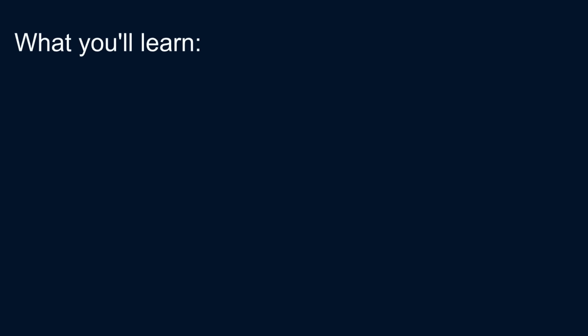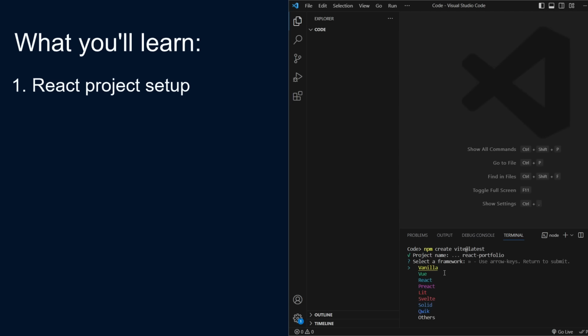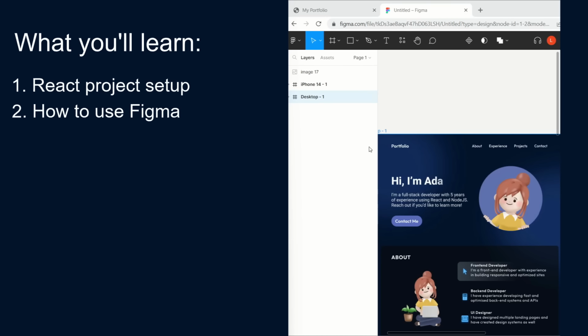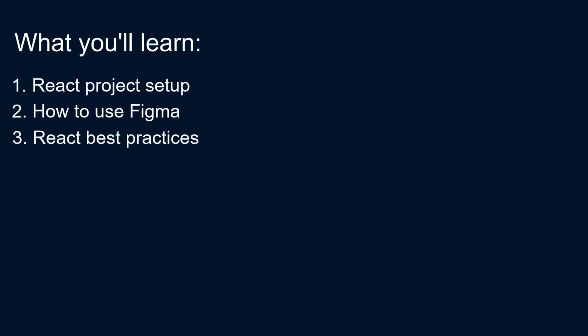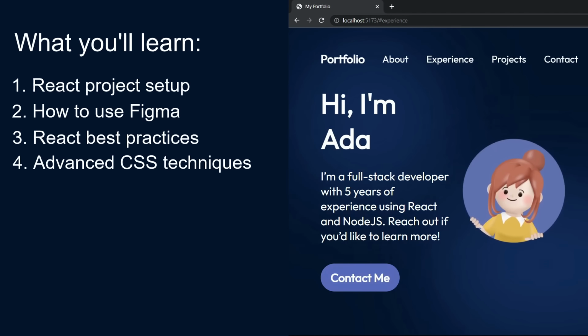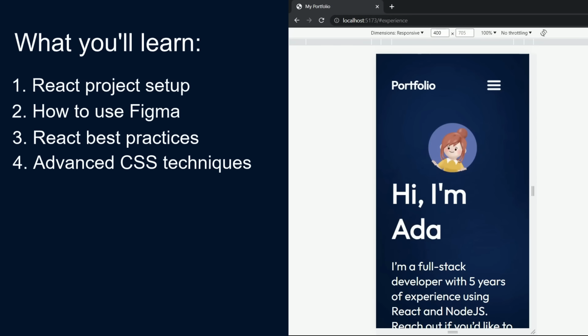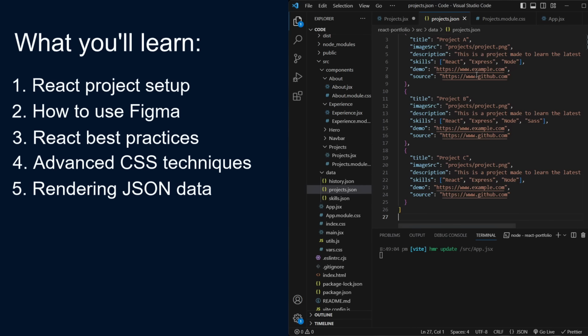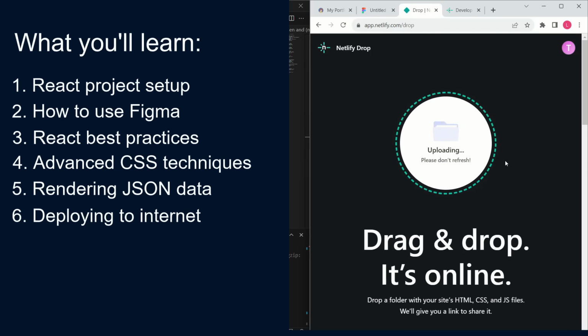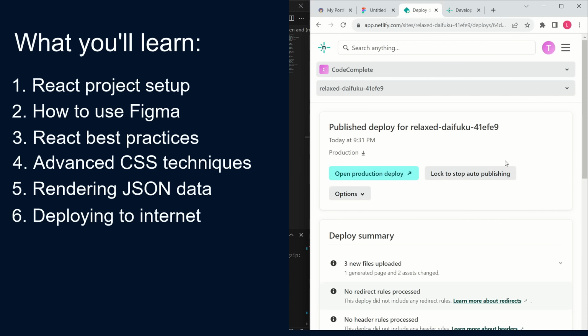In this tutorial, we'll be learning how to set up a React project completely from scratch. We're going to learn how to take a design and translate it into code using Figma. We'll learn React best practices such as file structures, React hooks, and CSS modules. We'll learn advanced CSS techniques such as animations and responsive design. We'll learn how to use JSON to make editing the data in our website easy. And then lastly, we'll learn how to deploy the site for free on a custom domain. By the end, you'll be able to share the portfolio website with friends and potential employers and even add it to your resume as a project. So without further ado, let's get started.